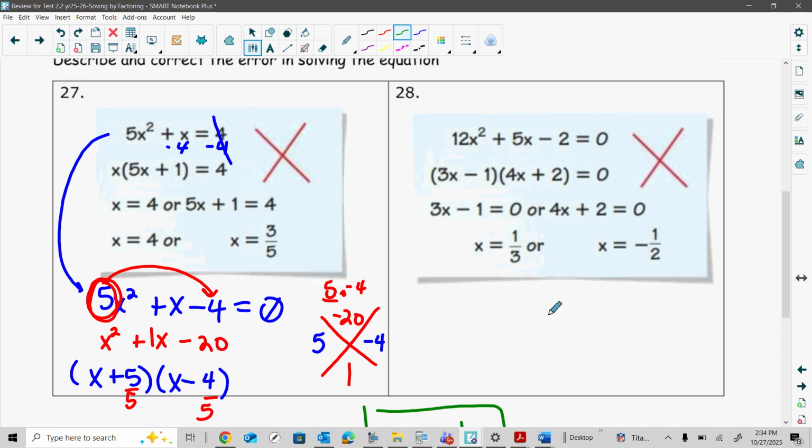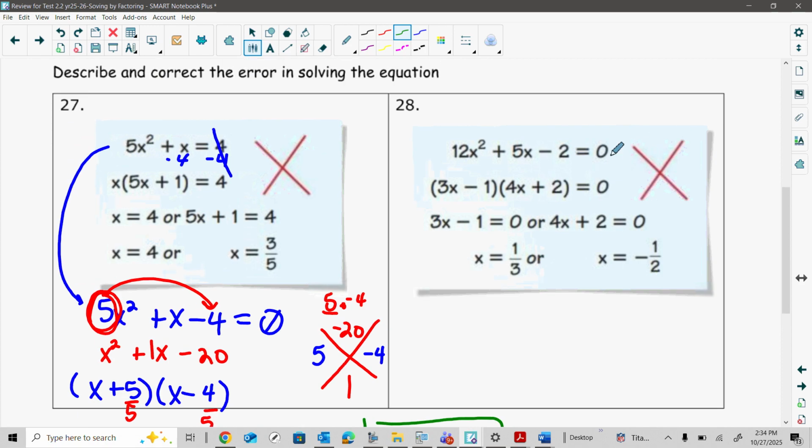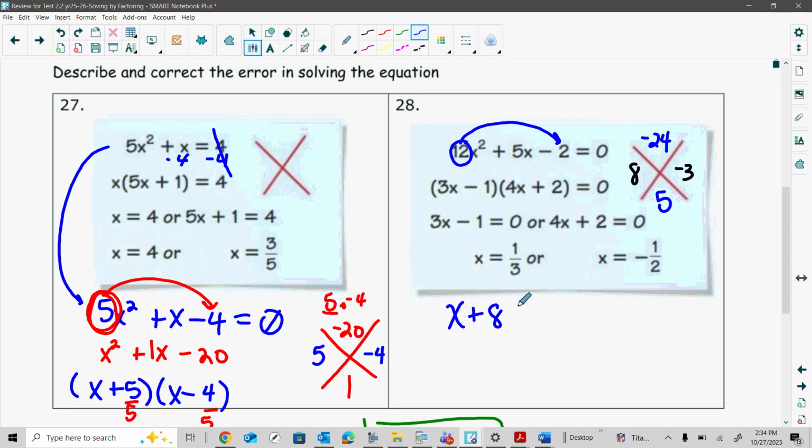Now here on 28, they do have it equal to 0, but they made an error with their slip and slide. So this should be a negative 24 with the sum of 5. That's the B. These factors are 8 and a negative 3. So when I rewrite this, we have x plus 8 and x minus 3.